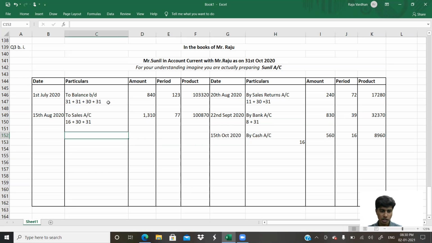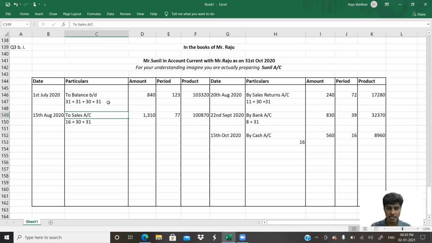All you need to remember is for the balance brought down, you need to consider that beginning date also. See here, 15th of August, you started counting from 16th. 16th to 31st, 16 days remaining. Here, I took 31 days. I didn't take 30 days in July. I took 31 days because that first day is also counted for balance brought down. It is due on that day. You would have to pay on that day.